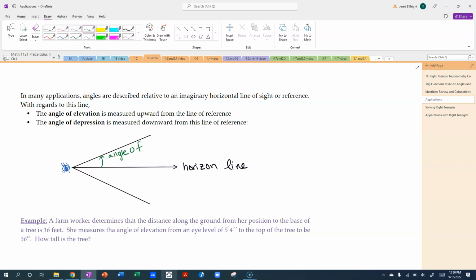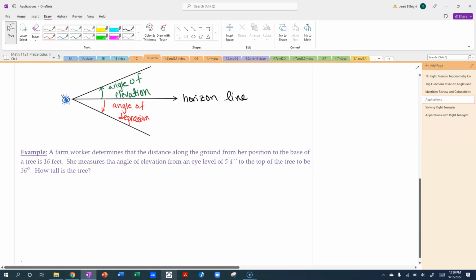So that's why we call the angle that is upwards from the horizon line the angle of elevation. It's always with respect to wherever this line of sight, or this horizon line, is. Upwards is angle of elevation, and downwards you might guess is angle of depression. So again, horizon line, and if your eye would go down from that horizon line, you would be talking about the angle of depression.